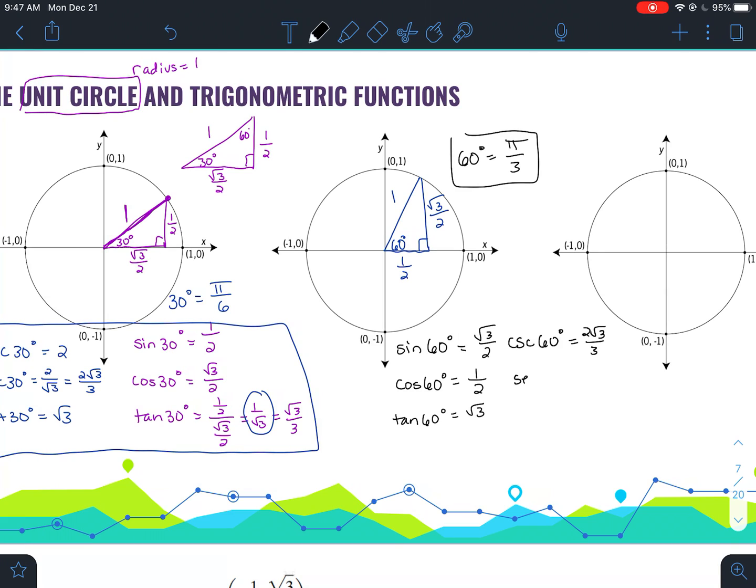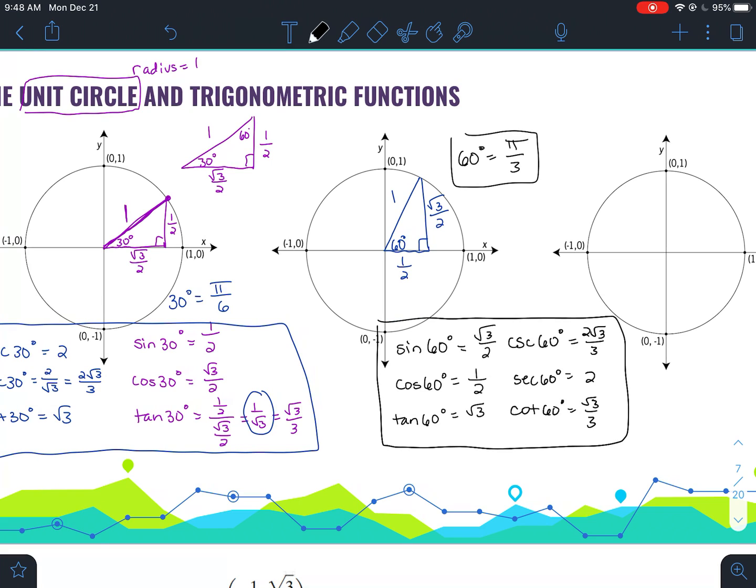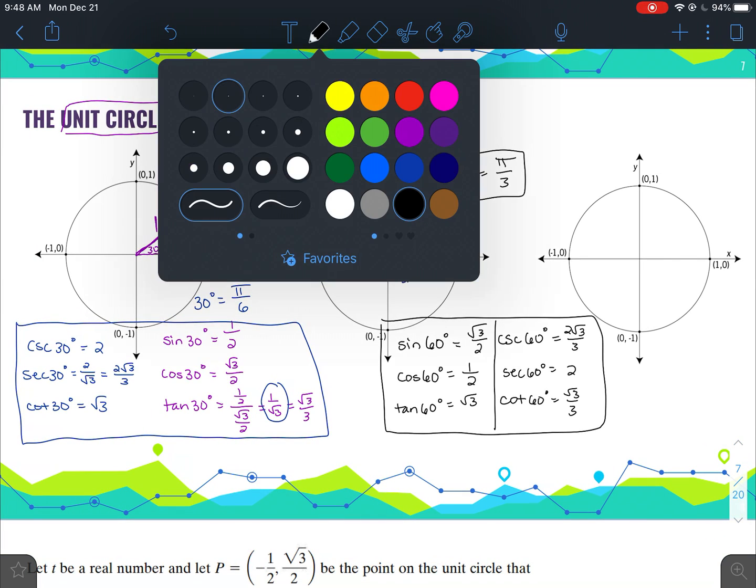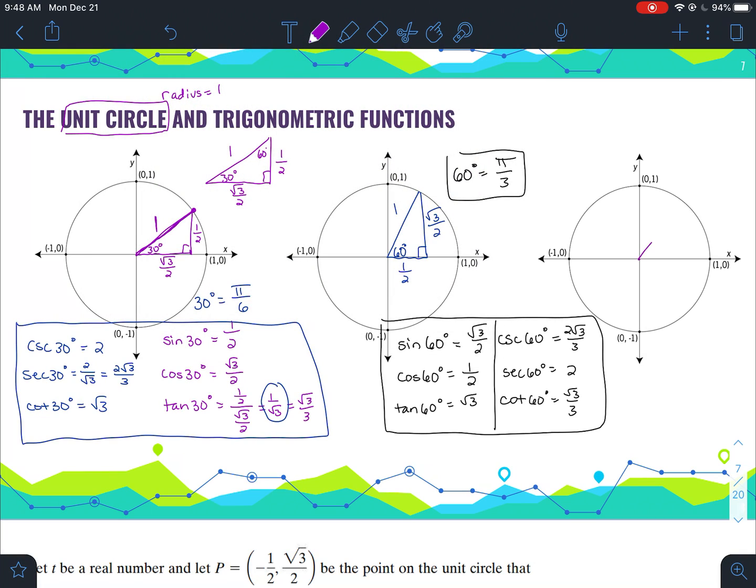And then if we flip all of those over, the cosecant of 60 degrees is going to be 2 square root 3 over 3. The secant of 60 degrees is going to be 2. And the cotangent of 60 degrees is going to be square root 3 over 3. And those are the 6 trig ratios for 60 degrees, or pi over 3.